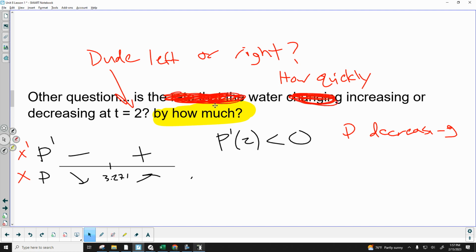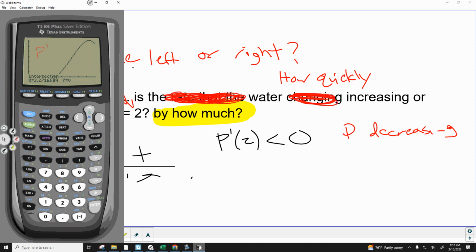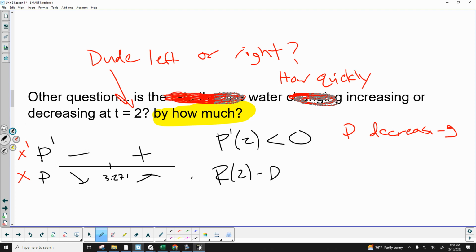Now, the extra part of this question, by how much, just has you find the value of P prime at 2. Everybody go to trace, press trace. Then press 2. Your calculator plugs in 2 into R minus D. It gives us R of 2 minus D of 2. R of 2 minus D of 2 is P prime of 2. It is negative 0.919. This is the rate that water is decreasing. This is cubic feet per hour. It is a rate. Cool? R2, D2 is exactly right.